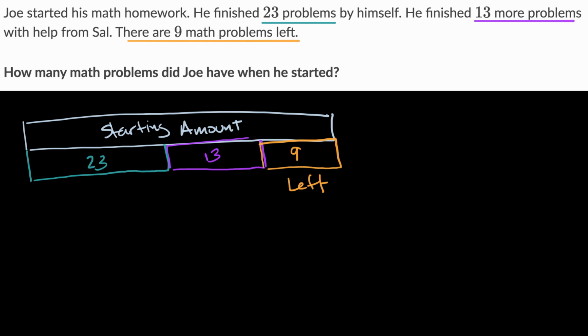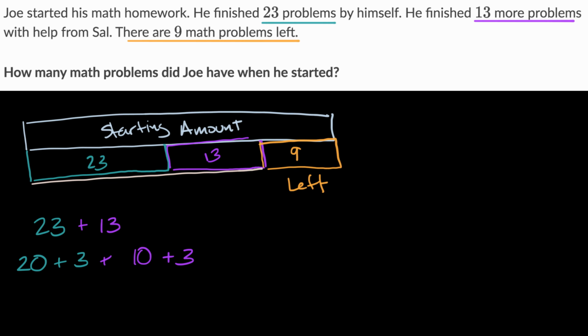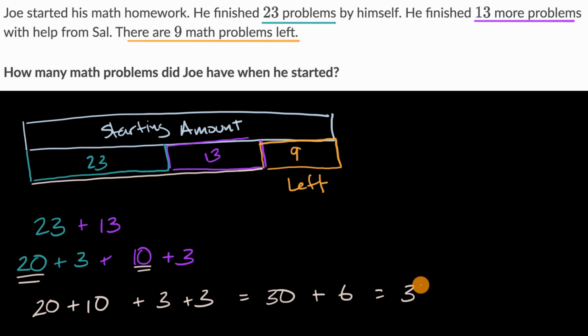So the amount that he finished, so that's this amount right over here, the ones he did by himself, plus the ones he did with Sal. That's going to be 23 plus 13. Now 23 plus 13 is the same thing as, if I just think about it, I have 2 tens here. So that's 20 plus 3 plus 10 plus 3. That 1 is in the tens place. Well, that's the same thing as if I just look at the tens right over there. 20 plus 10 plus 3 plus 3. 20 plus 10 is 30. So this is going to be equal to 30. Plus 3 plus 3 is 6. So this is going to be equal to 36.